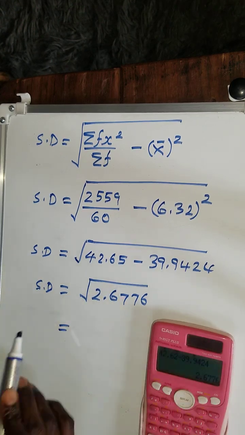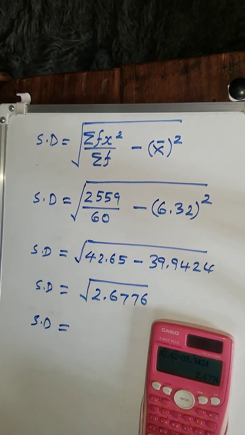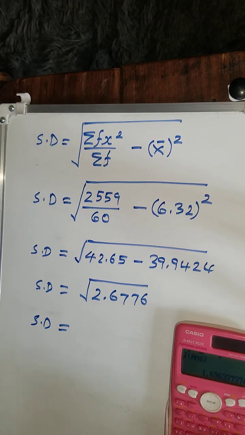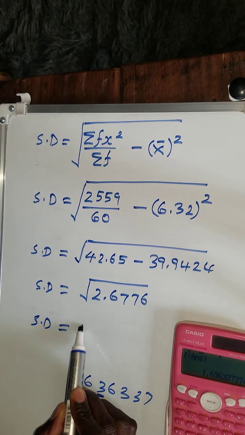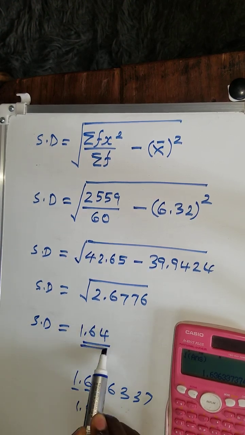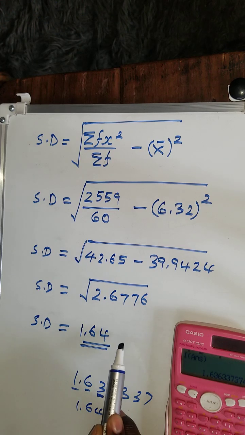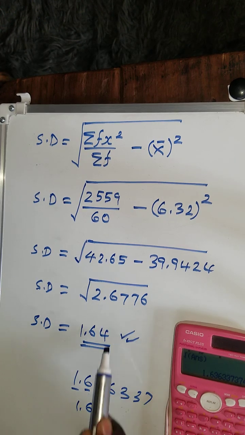Then we find the square root of that. So what is the square root of our answer? I'm having 1.636337 and so on, but we just need to leave it to 3 significant figures. So count 1, 2, 3. This is where they want us to end. Look at the number that follows. If it is 5 and above, you add 1, so it will be 1.64. So this is your standard deviation. This is the answer that they wanted you to get.